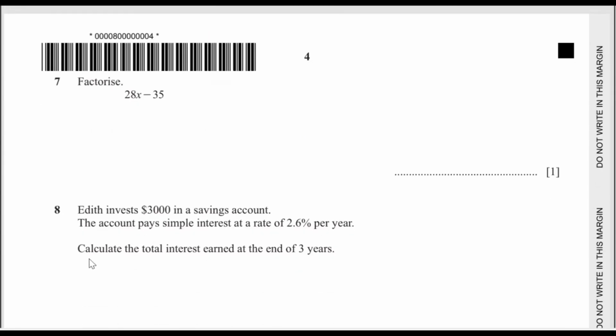Here we want to factorize, and if you look at 28 and 35, the common factor is 7. So we have 7 here, and 7 can divide 28 4 times, and 7 can go into 35 5 times. So we have 7(4s minus 5).